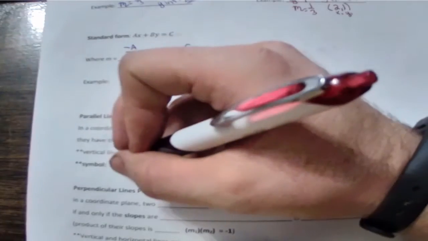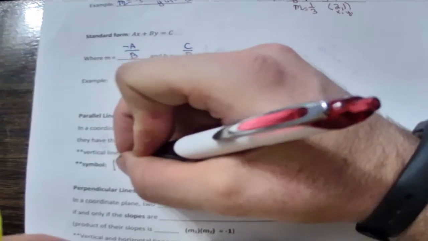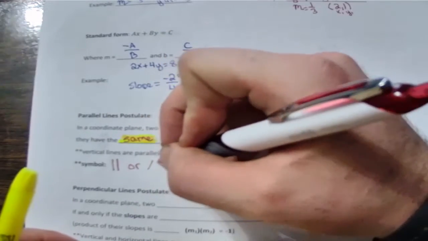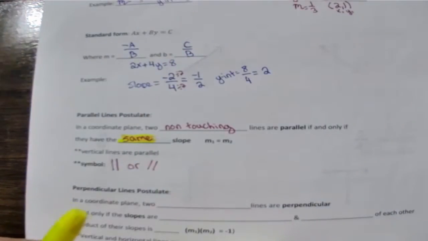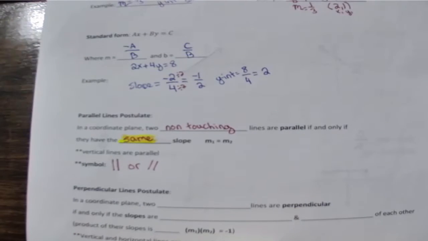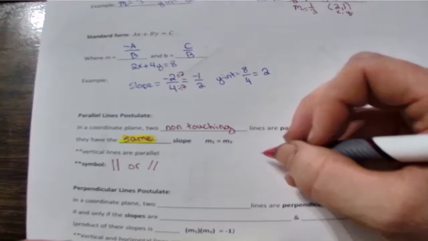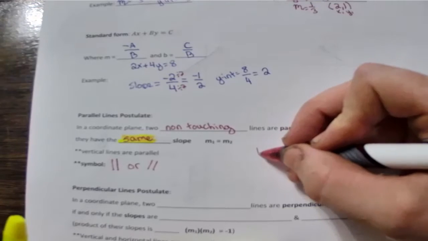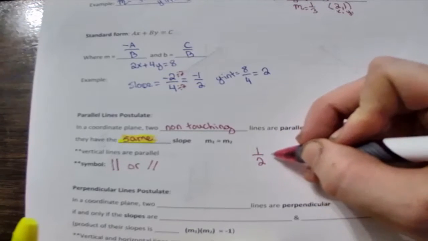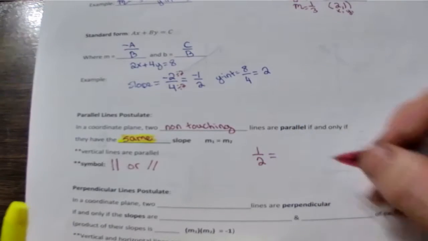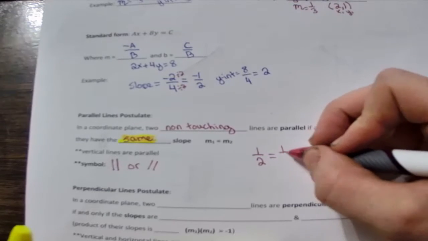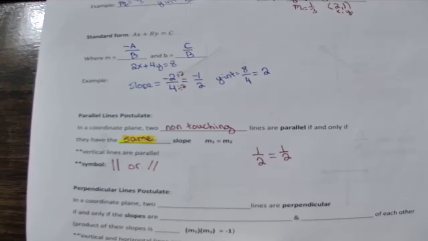So if you forgot the symbol for this, parallel can be two lines straight up and down, or they can be slanted like this. So I'm going to give you an example. If I were to say the slope of the first one was 1/2, if they are parallel, it would also be 1/2 because they are supposed to be the same. So in order for these to be parallel, they have to be the same.